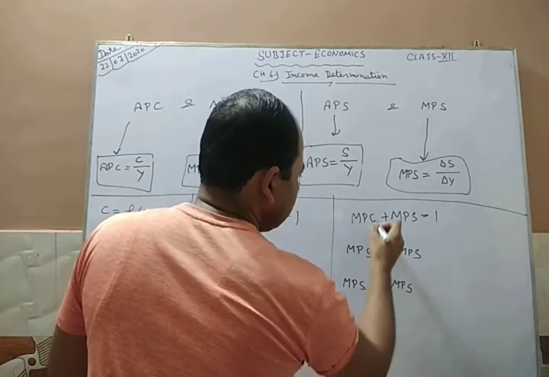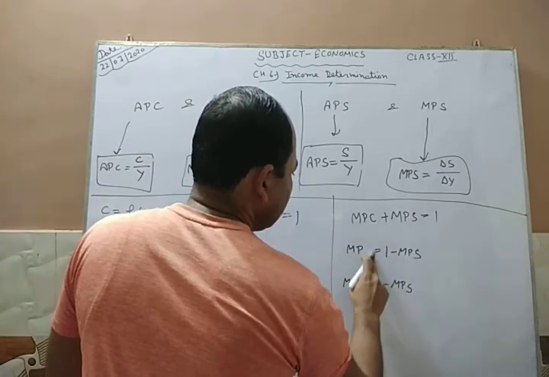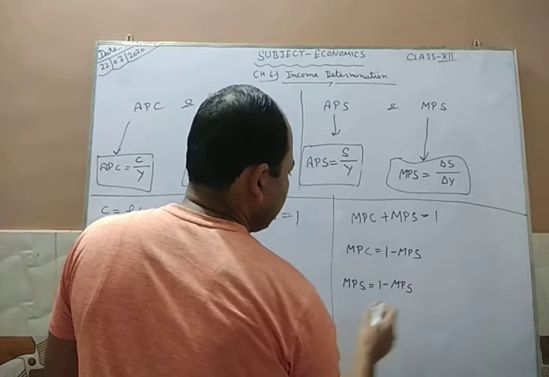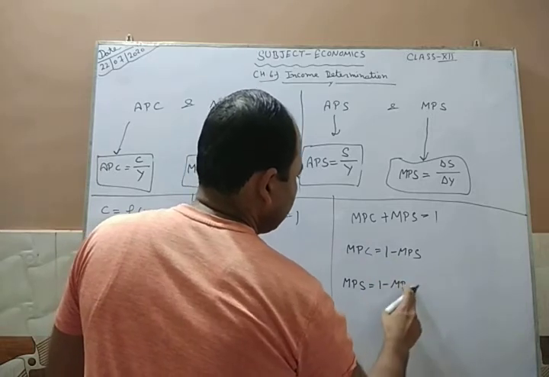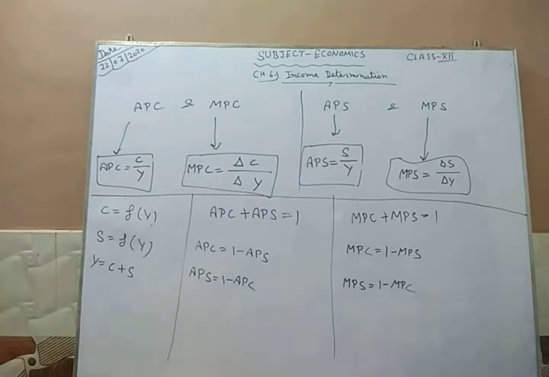MPS. This is MPC plus MPS. Here MPC is 1 minus MPS, and MPS is equal to 1 minus MPC. Okay. So I hope these things are clear to students. These are the relationships between average propensity to consume and average propensity to save, marginal propensity to consume and marginal propensity to save.